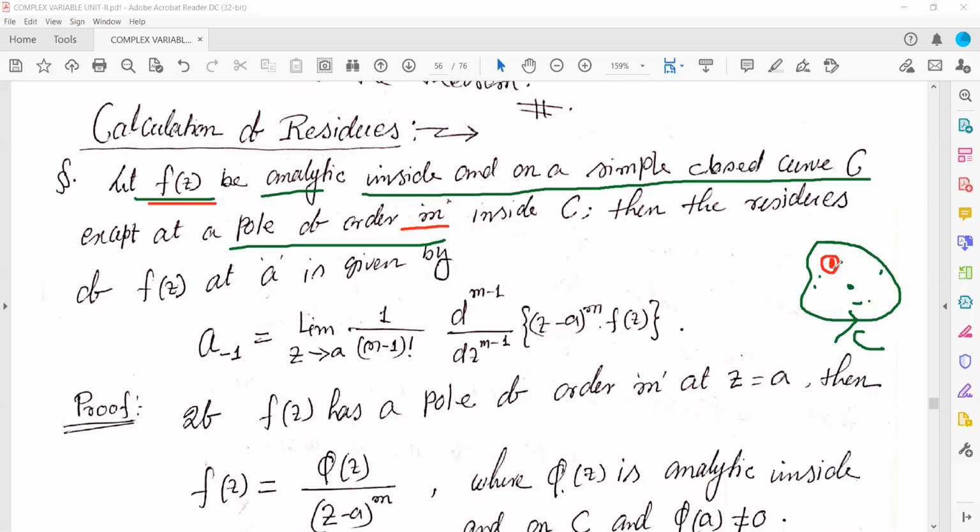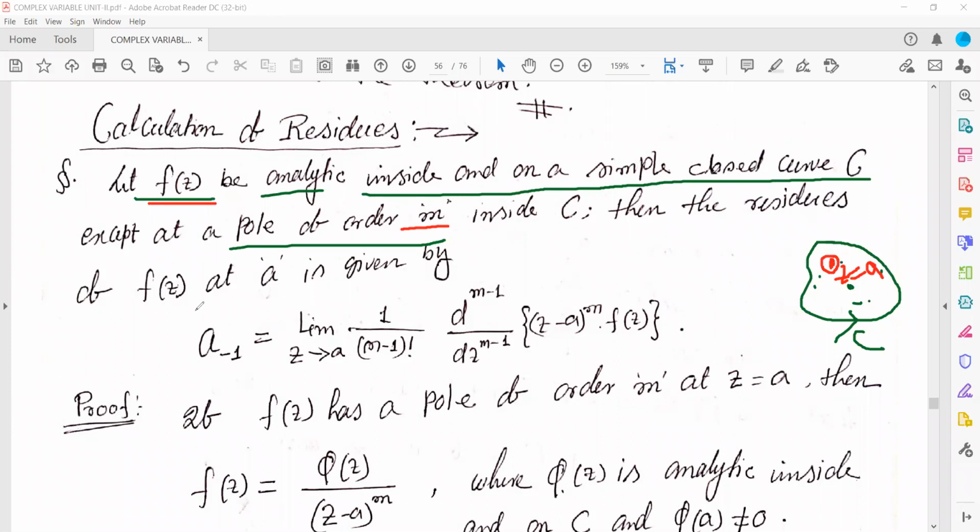So this point I have considered is a singularity point. What kind of singularity point is it? Suppose I have considered it is a pole of order m. Once you have got the pole, you will be able to calculate its residue. Suppose this point is z equal to a. For simplicity, I have considered z equal to a, a pole of order m.